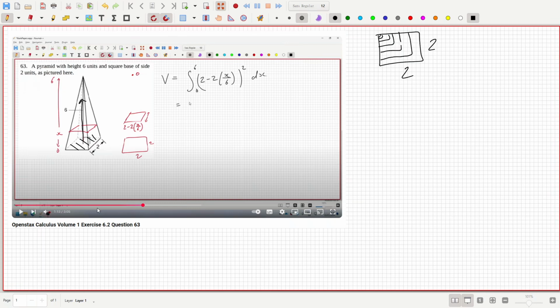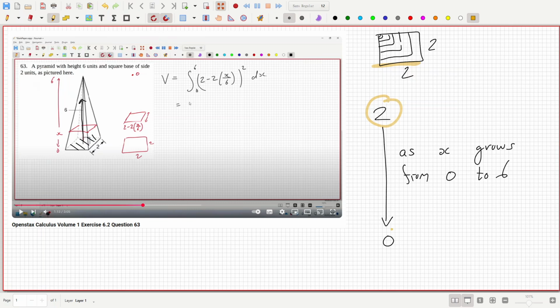So algebraically, how can we think about that? Well, this length starts off as 2, and then as the x increases, it has to drop down to 0. This is as x grows from 0 to 6. So I need an expression that begins at 2 and finishes at 0 when x goes from 0 to 6.